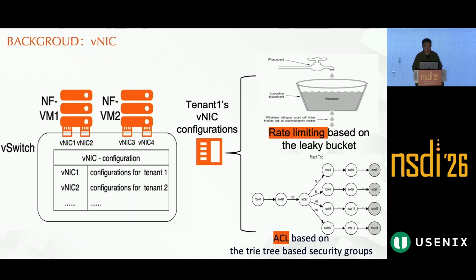Before diving into our challenges, let me explain two key concepts. The first is VNIC. In the NFV architecture, each tenant's NF demand is isolated through a dedicated VNIC. Each VNIC carries tenant-specific configuration, including rate limiting, security group, and so on. The vSwitch applies this configuration to enforce access control on incoming traffic, such as pass, drop, or meter.